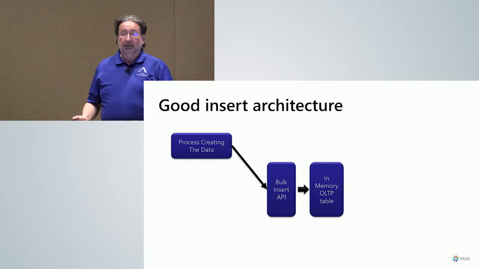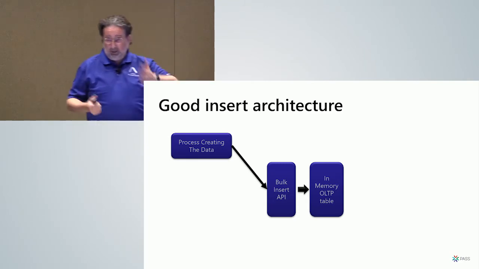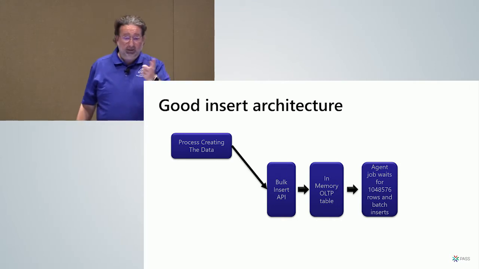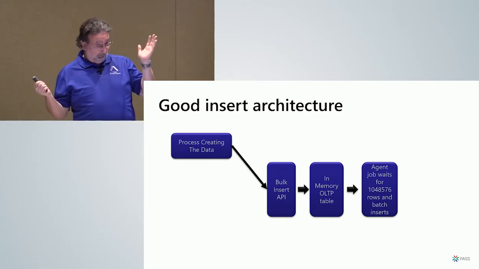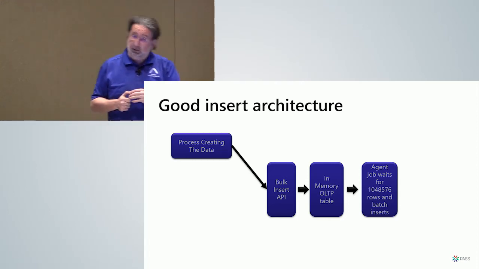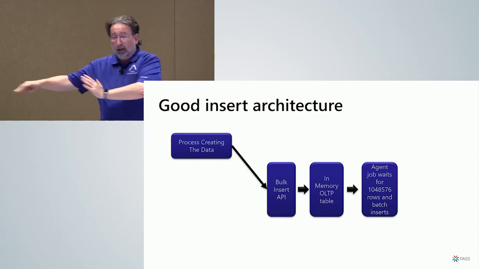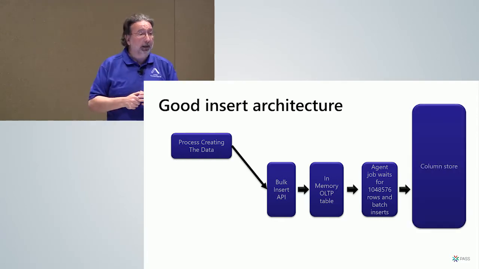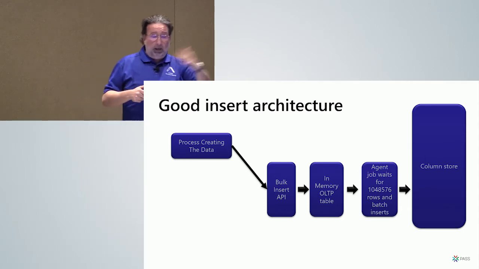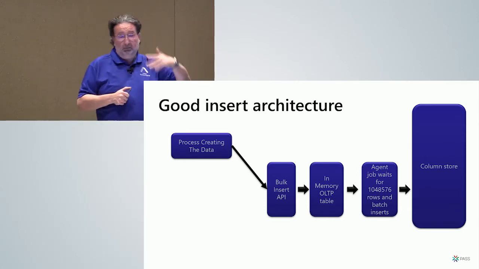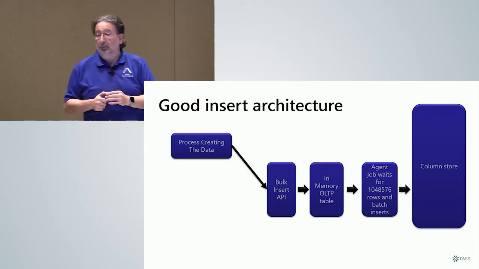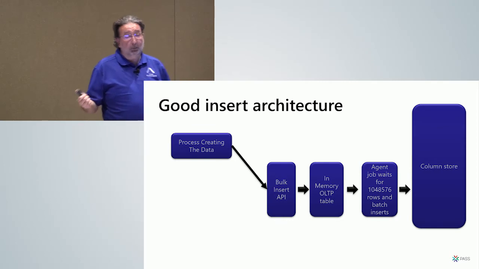The sole purpose of this table is to buffer the data when it comes in, and then we have a SQL agent job that runs every couple of seconds and checks that in-memory table. Do you have 1,048,576 rows? Yes, good. Give them to me, and it inserts them into the column store exactly with that number at a time. If it has more, they stay in there, and the source process eventually will fill it up to more than 1 million again, and then we'll fill up the next one. That was a good compromise.